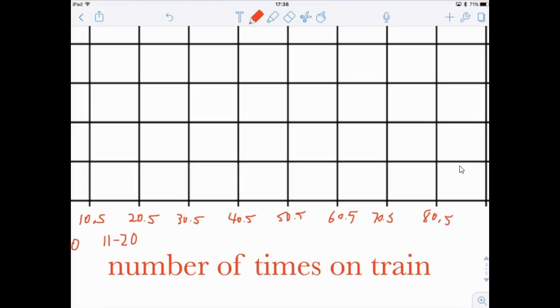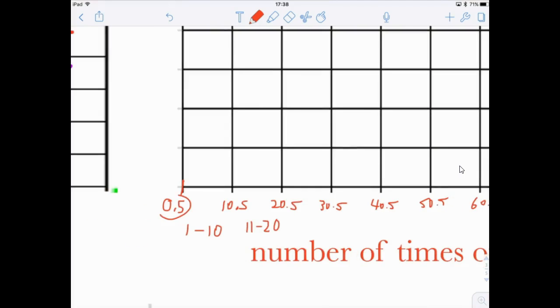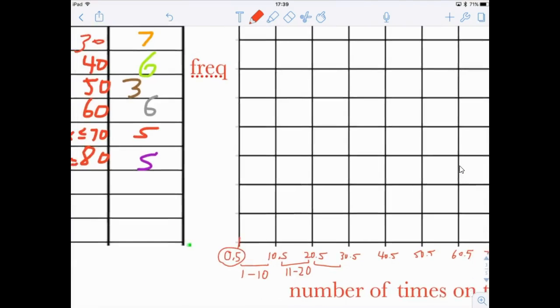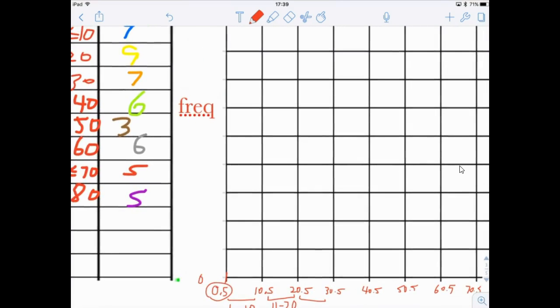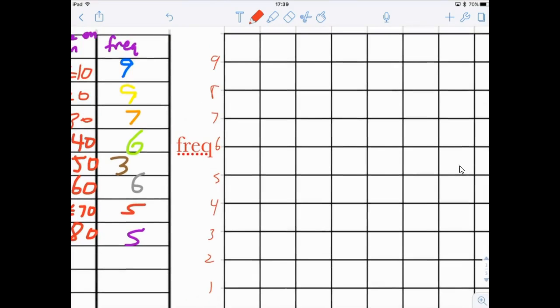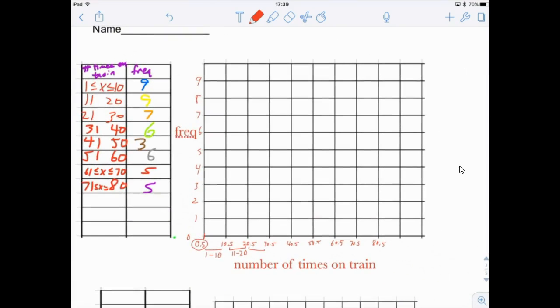And then we go back here, and then we notice that, why do we put 0.5 here? Well, it's just to maintain the size of each one of these. Each one of these intervals is 10 wide, so to maintain the size of 10, we put 0.5 there. Okay? And then for the frequencies, we'll just put the numbers 0, 1, 2, 3, 4, 5, 6, 7, 8, 9. Okay. And then we're just going to mark each one of the histogram bars.